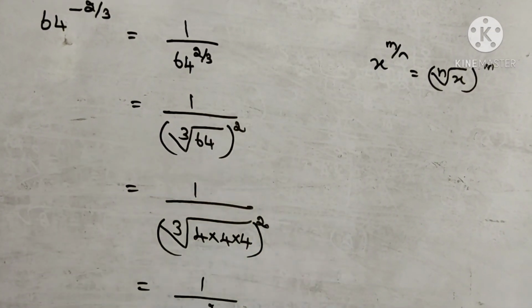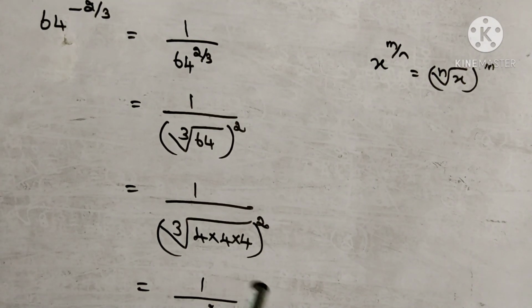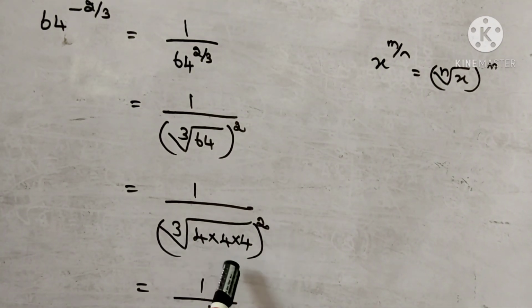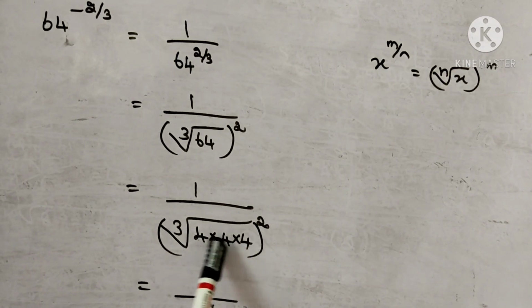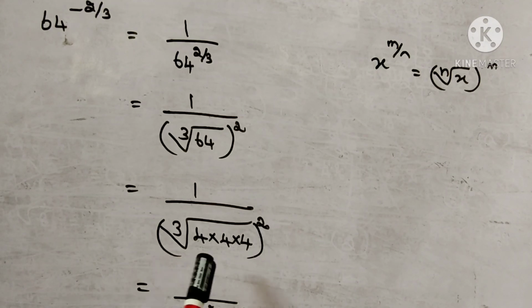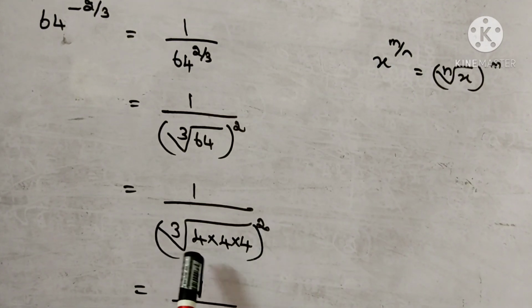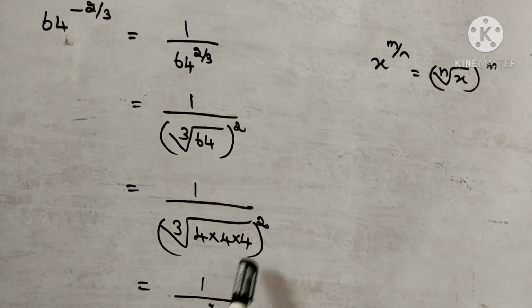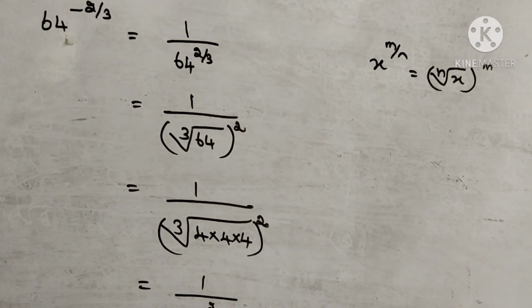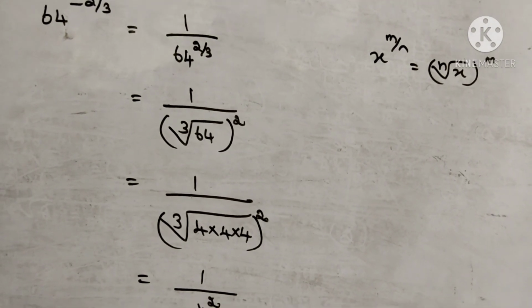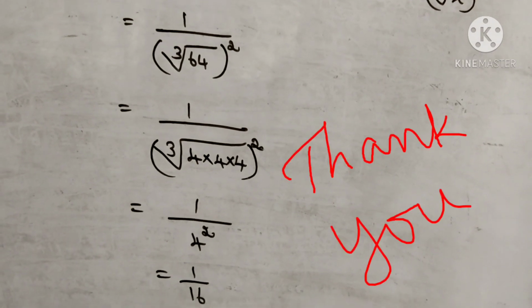Split 64: 4 4s are 16, 16 4s are 64, so 4 into 4 into 4. In the cube root, 4 appears 3 times inside, so we take 4 outside. The exponent is 2, so 4 squared. So it is 1 by 4 into 4, and the product is 16, giving 1 by 16.